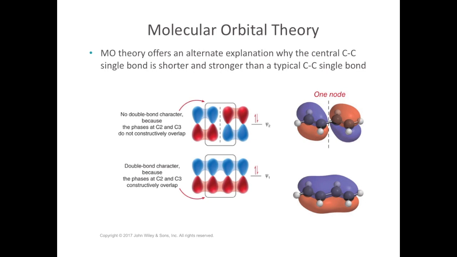Thus, molecular orbital theory explains in an alternate way why that carbon-carbon single bond connecting the two pi bonds is shorter and stronger than a typical carbon-carbon single bond. So we can look at the hybridization argument, but we can also look at molecular orbital theory.